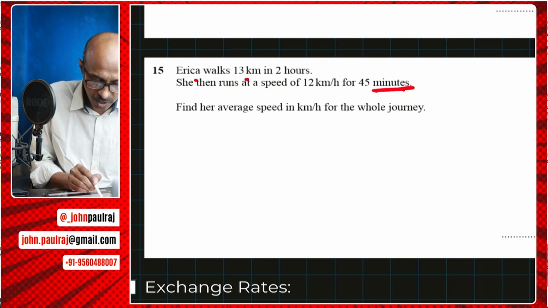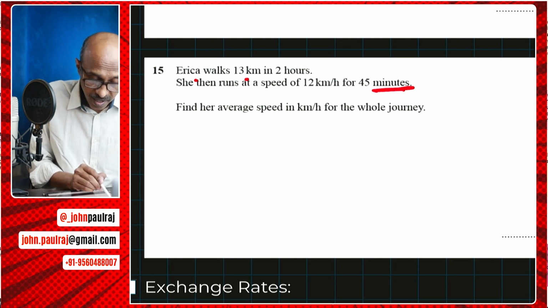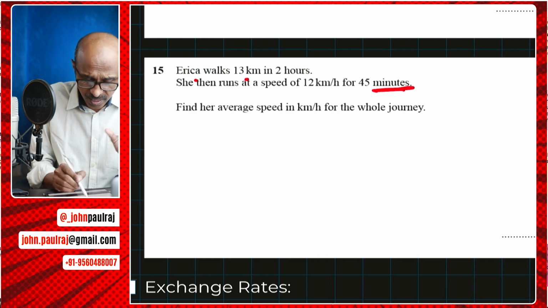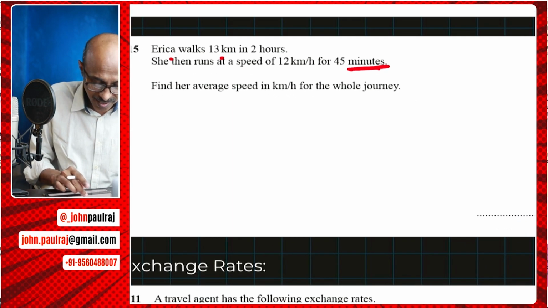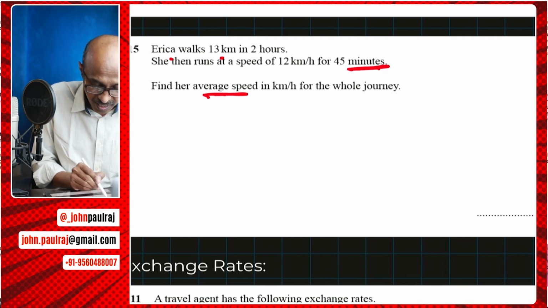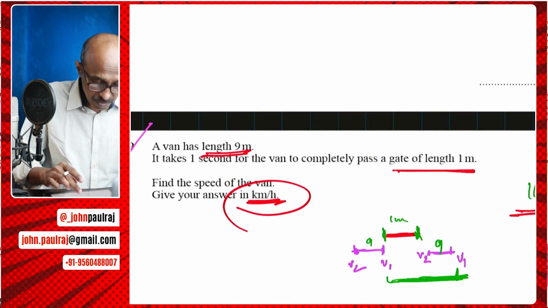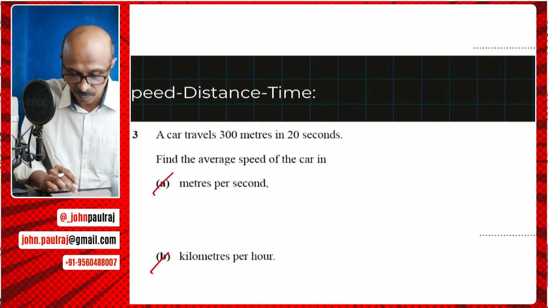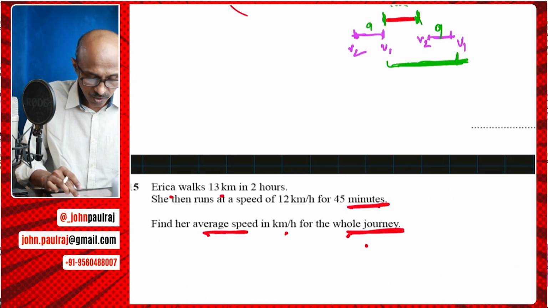Walks 13 kilometers in 2 hours. So you might find the speed in kilometers per hour there. She then runs at a speed of 12 kilometers per hour for 45 minutes. So for a certain time period in minutes they've given. So that's why I said a fair bit of conversion there. And then you are asked to find the average speed in kilometers per hour for the entire journey. So in speed, distance, time, the things that you need to review are not just about the formula, but also the conversions. Okay. And definitely this is going to be there.